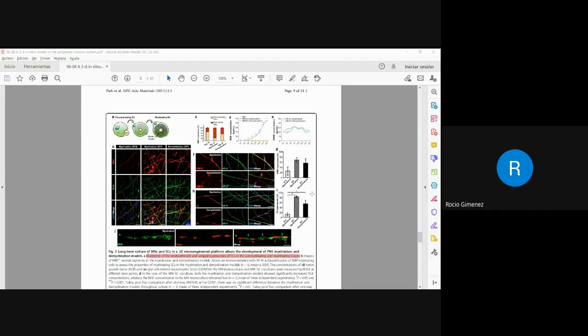they propose a robust method for modeling peripheral nervous system myelination using motor neuron and Schwann cell co-culture in a microengineering platform that can be easily used to facilitate co-culture of different types of cells. That would be all.